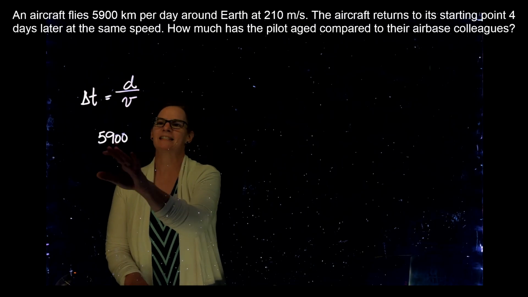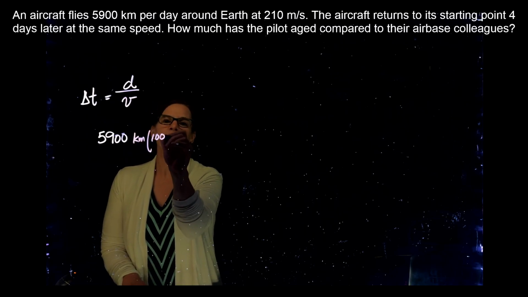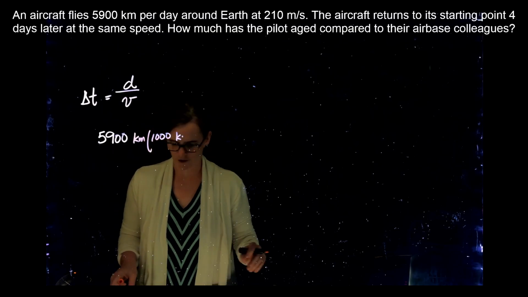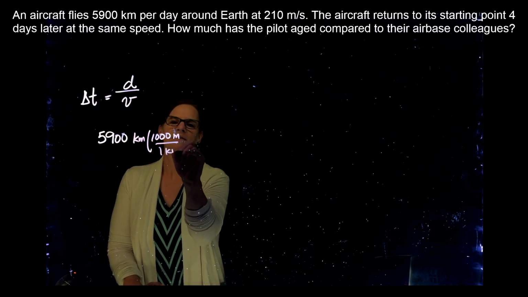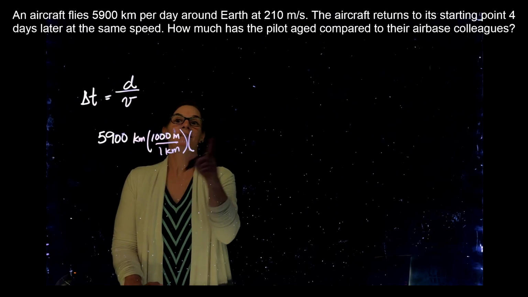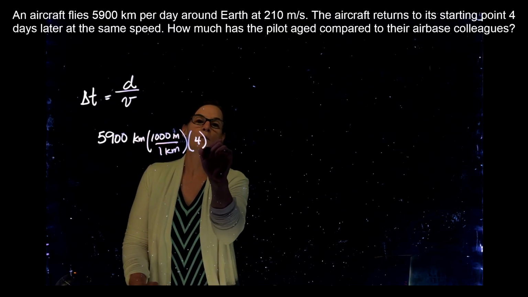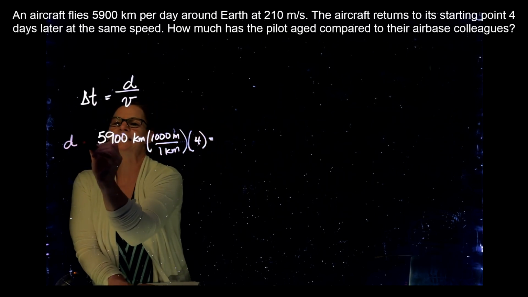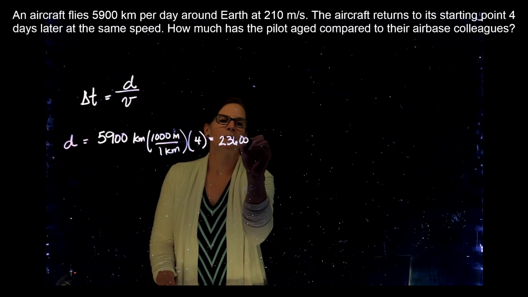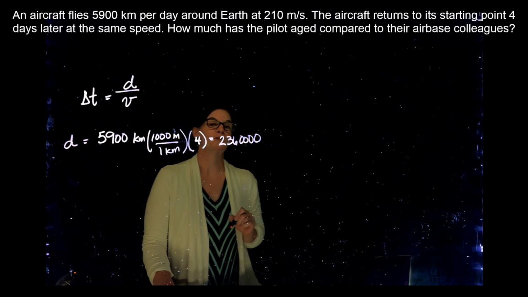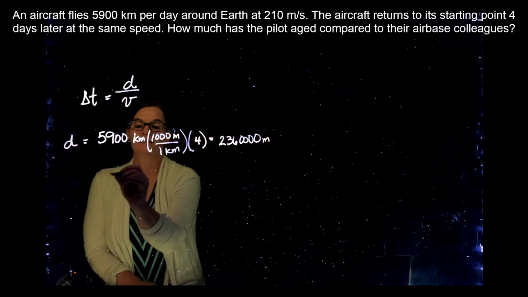So how much distance is that? Well, we have 5,900 kilometers. There are 1,000 meters in 1 kilometer. And they do that 5,900 kilometers each day, and they go for 4 days. So the total distance D is going to be equal to 2,360,000 meters.